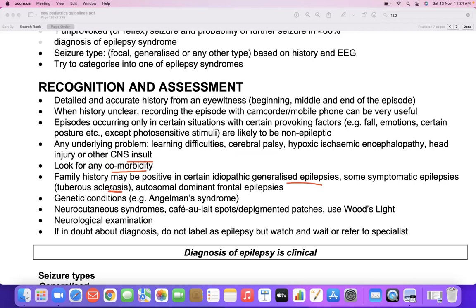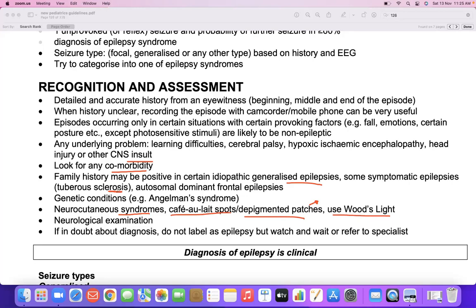So here comes the importance of neurocutaneous stigmata. Always ask for any skin changes, hyperpigmented patches or hypopigmented patches in the skin. Here he has given neurocutaneous syndromes, cafe au lait spots. What do we call the depigmented patches in tuberous sclerosis? Ash leaf. Yes, ash leaf patches. For this you use a Wood's lamp. So the cafe au lait and ash leaf patches.